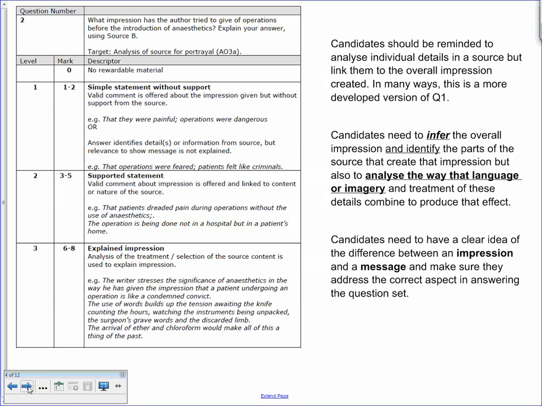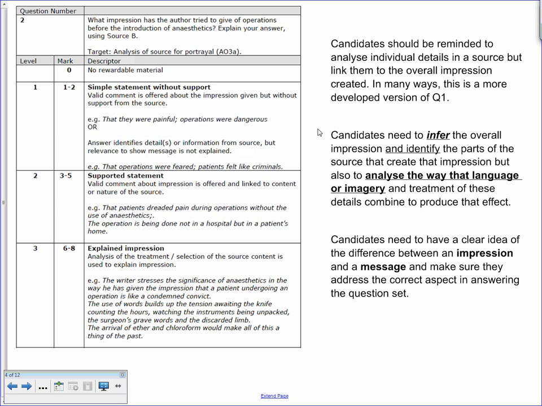If we have a look at the mark scheme, it shows us an explained impression. Analysis of the treatment, selection of the source content is used to explain the impression. So rather than just supporting your viewpoint, the impression, with information, you're explaining how that information answers the question or gives the impression. So, for example, how is the use of words in the impression supporting that view of the operation?